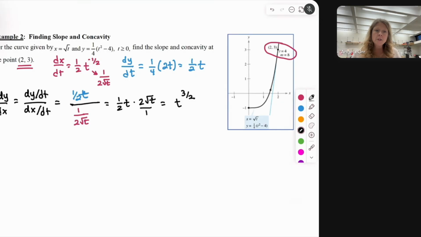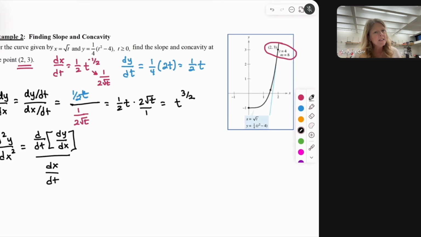Now let's find our second derivative. The second derivative of y with respect to x is going to be the derivative with respect to t of dy/dx, divided by dx/dt. If you're confused about that conceptually, in one of my previous videos I took a look at why that formula makes sense, so hopefully we can develop some conceptual intuition and understanding.